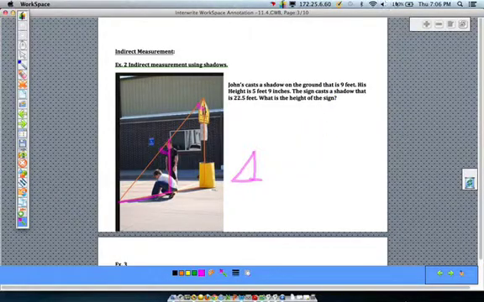Then we've got the sign. So that's not really the same angle. Then we've got the sign and its shadow. Here's the sign. And we said the angle from the sun is the same. And we know they're both perpendicular. Therefore, we have similar triangles.